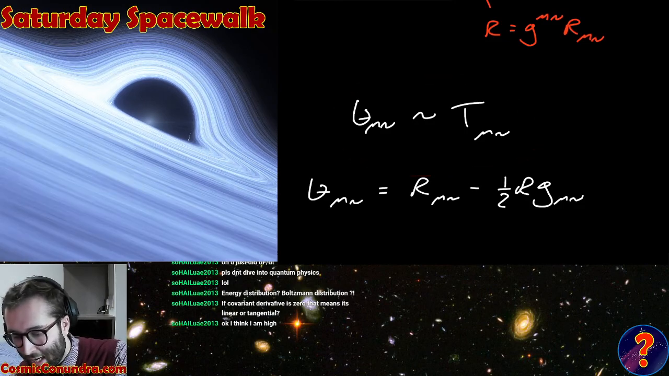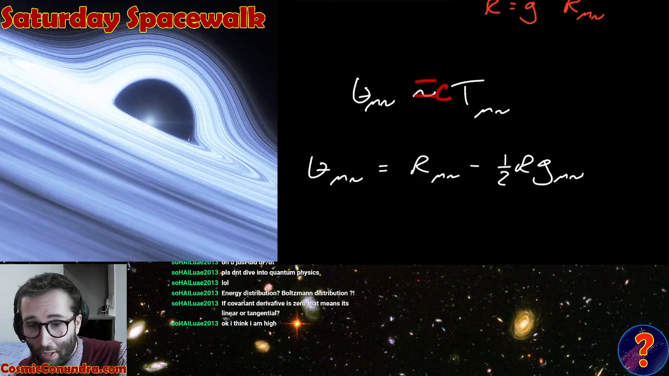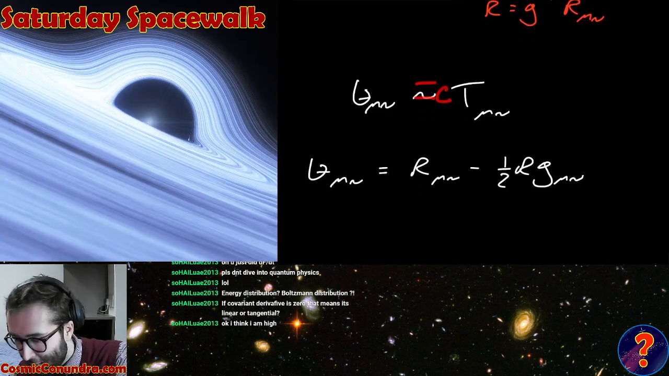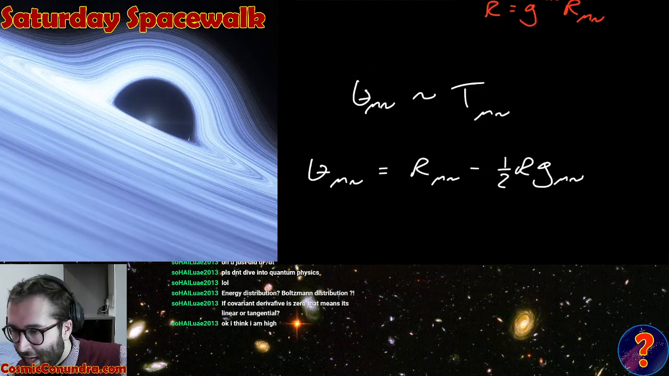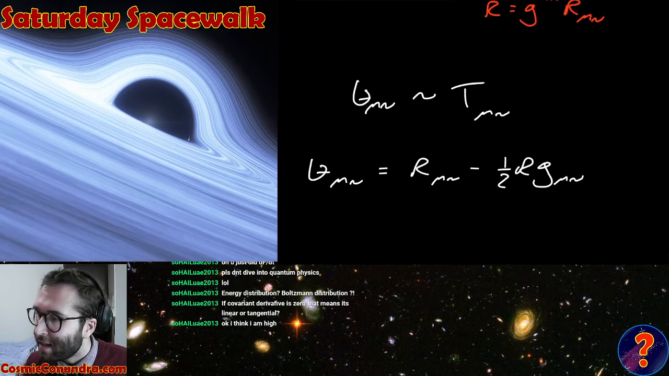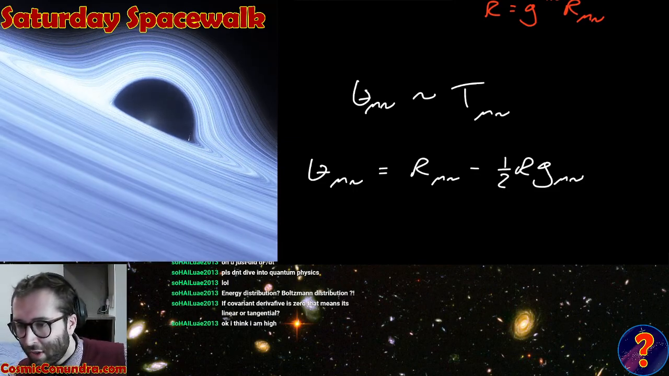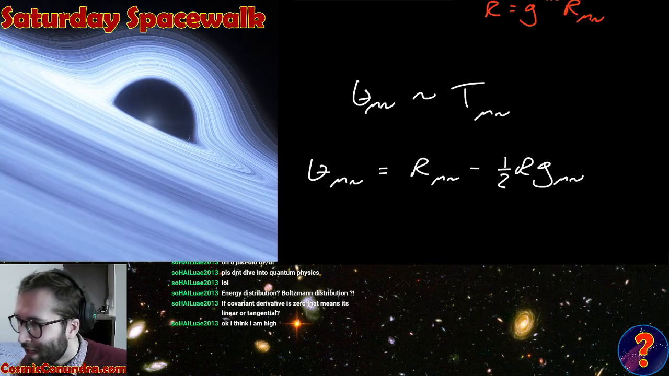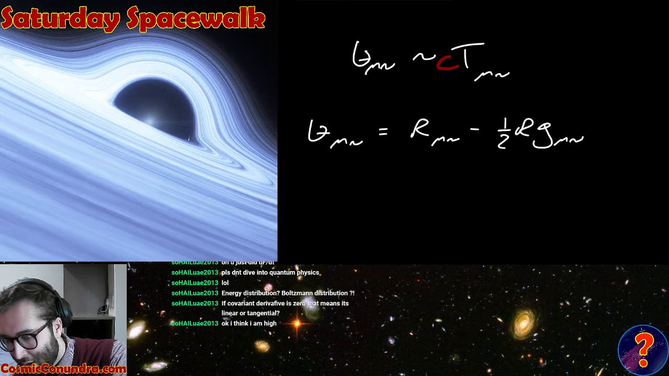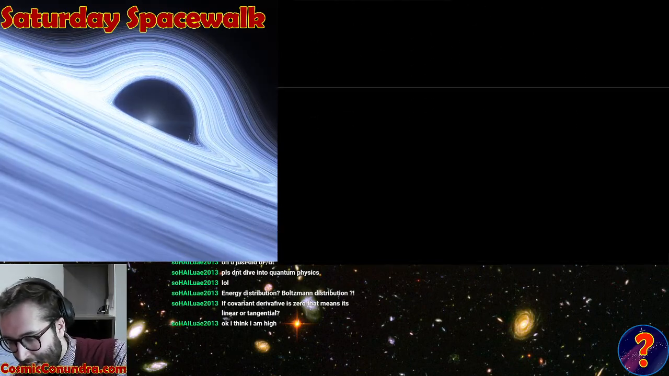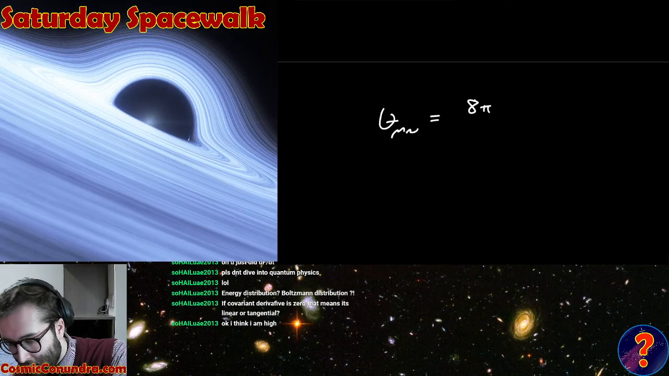Of course, he wrote it down as G equals, and then he had a constant here, and he didn't know what the constant was. So then he had to figure out this proportionality constant between the two sides of this equation. And he did that by looking at the limit in which general relativity turns back into Newtonian gravity, so in this very weak field limit. And by comparing what proportionality constant he should have here, he managed to write down this equation.